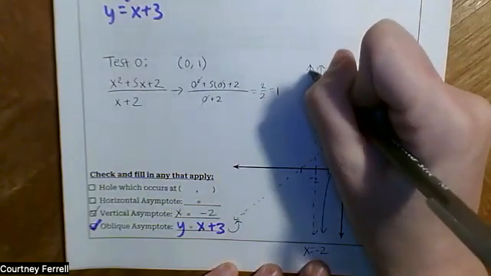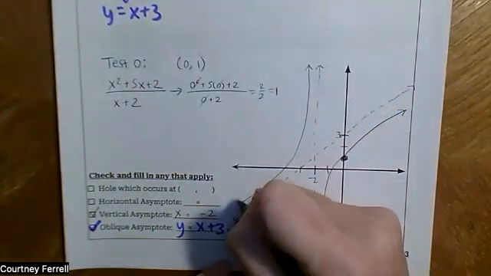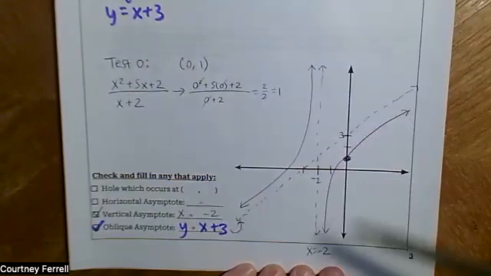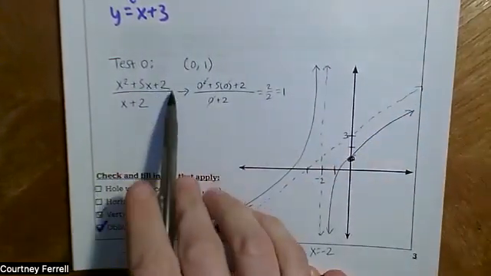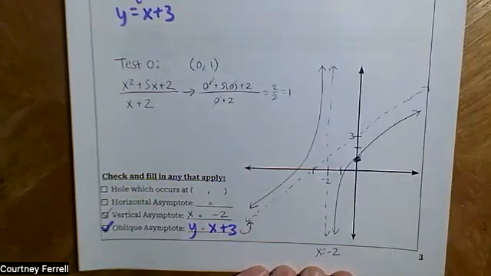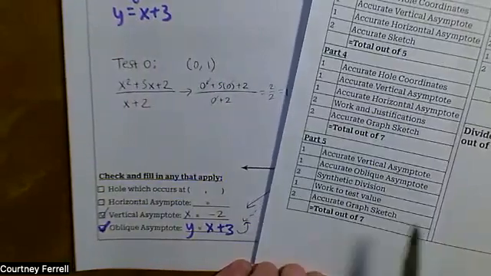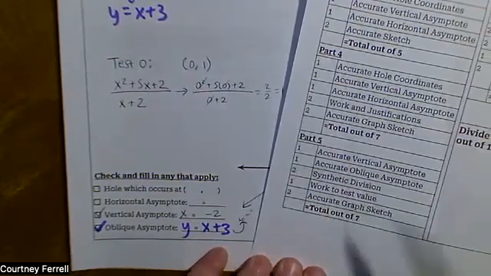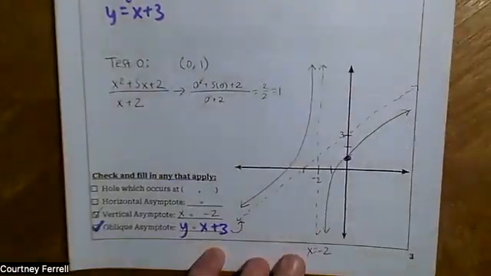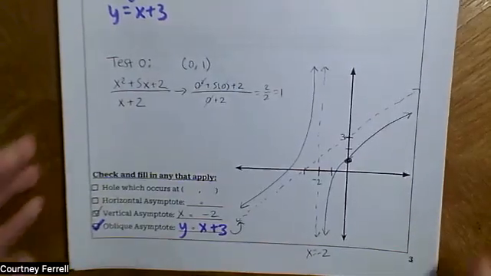And that would be plenty to get you full credit. If you really want it to be as perfect as possible, you can plug in a bunch of other points, but this would be full credit. And going to our rubric, part 5, we had our vertical, we had our oblique, we did the synthetic division, we did a test value, and we had an accurate graph. So that is all perfect. Okay, on to the next part.